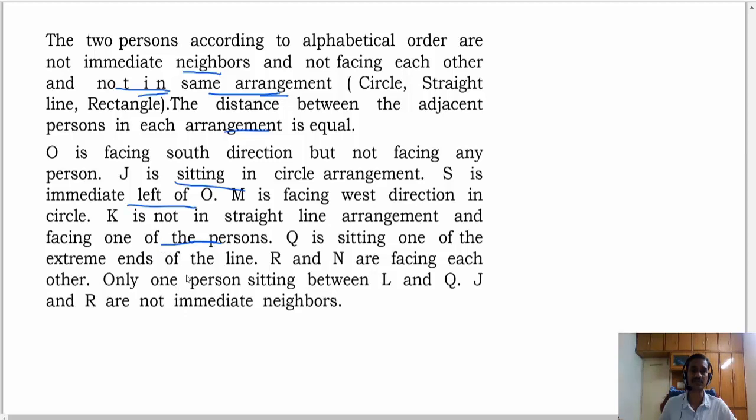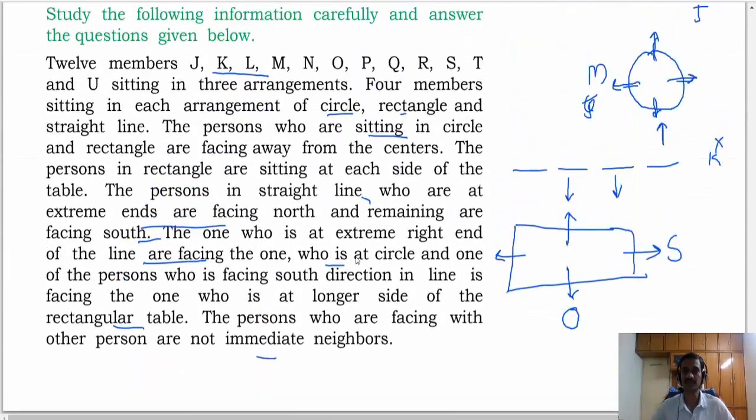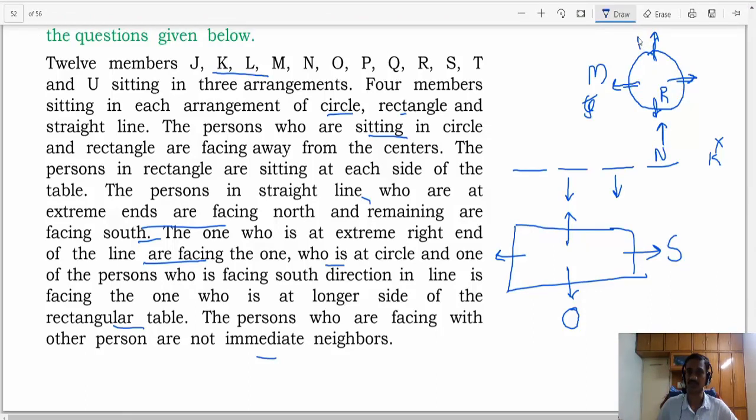Q is sitting one of the extreme ends of the line. Now Q is at the extreme ends of the line and R and N are facing each other. చూడండి, R and N are facing each other. J and N are not immediate, and say N and R are facing each other. As N and R are facing each other, ఇక్కడ R, ఇక్కడ N. N and R are facing each other because J is not adjacent to R. Hence J is, అంతే కదా, J M R. ఇంకెవరు ఉండొచ్చు, ఎవరైనా ఉండొచ్చు. J M R.